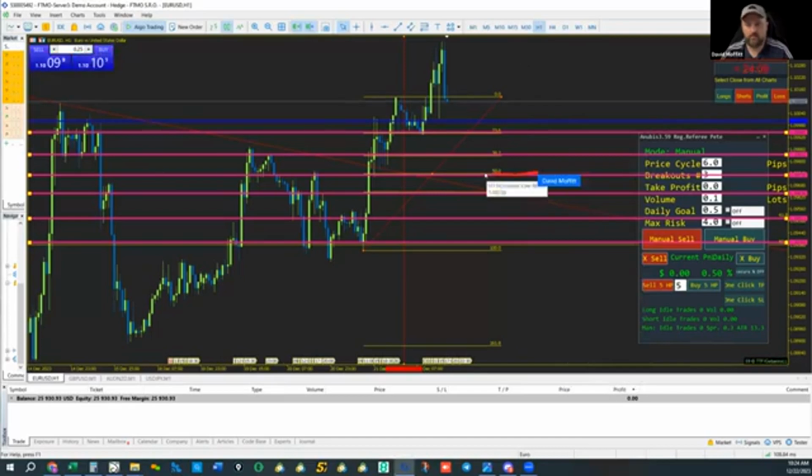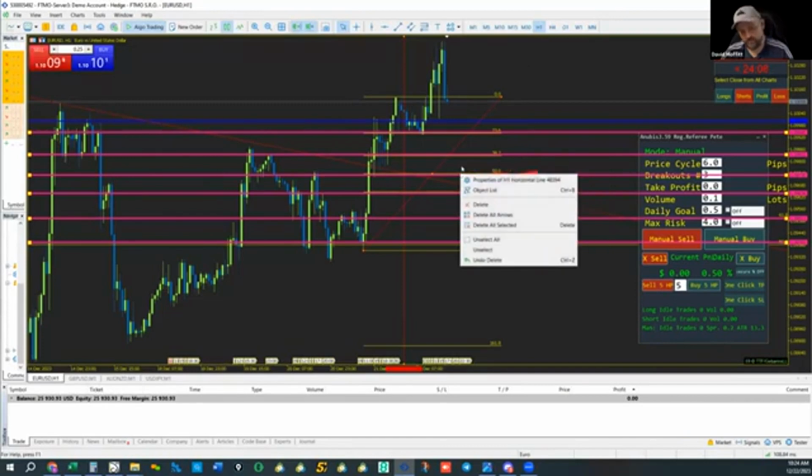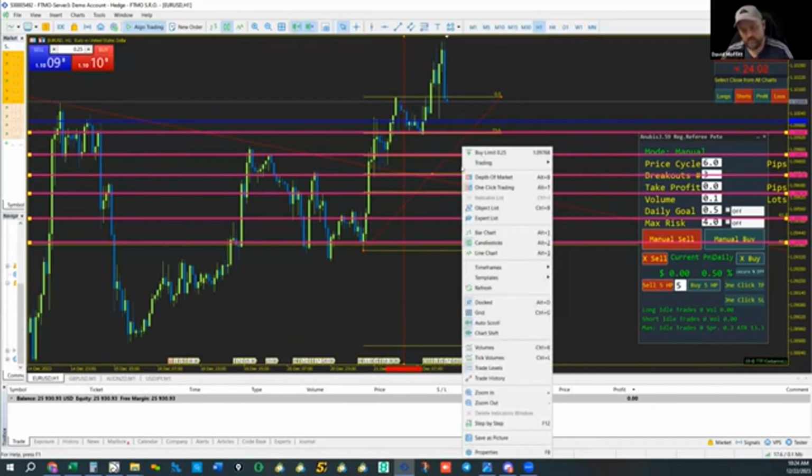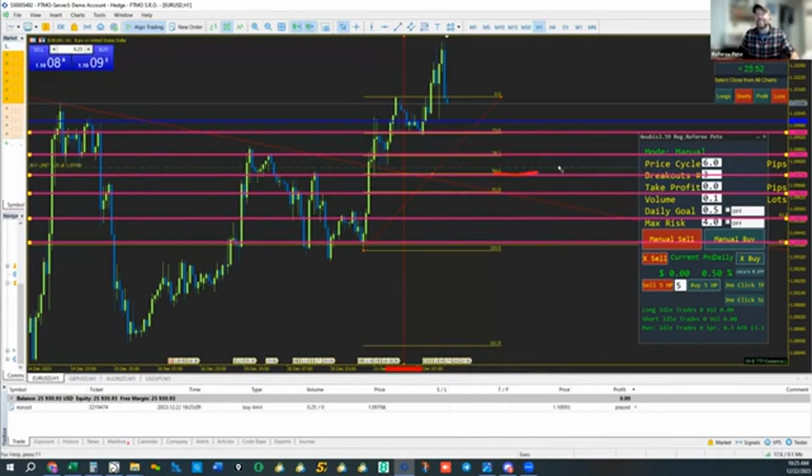Just right click. Not on the line, you've got to right click on the chart, without the line. So go to trading. And it's a buy limit if you want to put a buy there, or if you want to sell there, you'd put sell stop, right? See? So you just click on that, and then you can drag and drop. Now you can drag and drop that. So you don't have to monkey around with those.